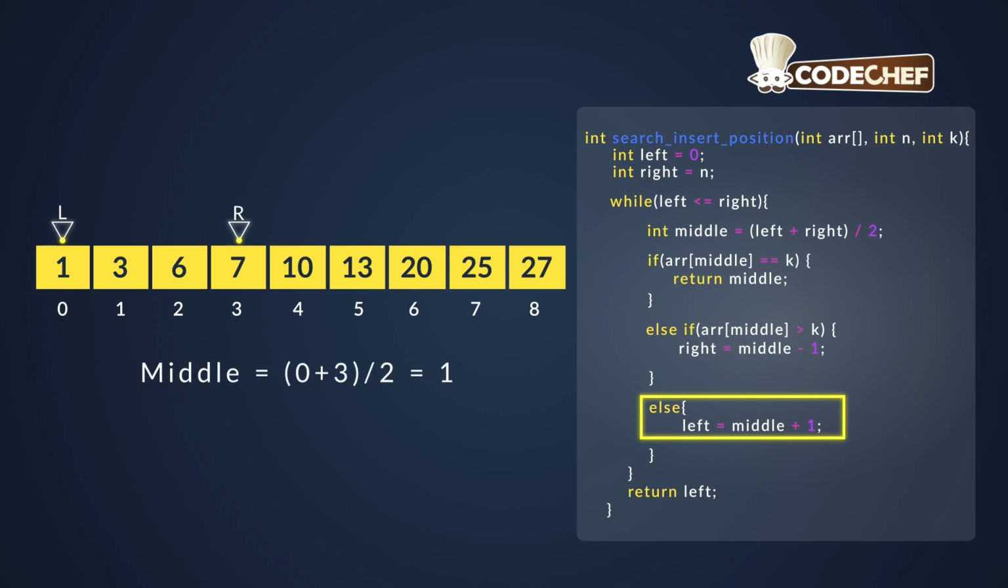New middle index, 0 plus 3 divided by 2 equals 1. The middle element is 3. Since 9 is greater than 3, we move left to middle plus 1, which is index 2.